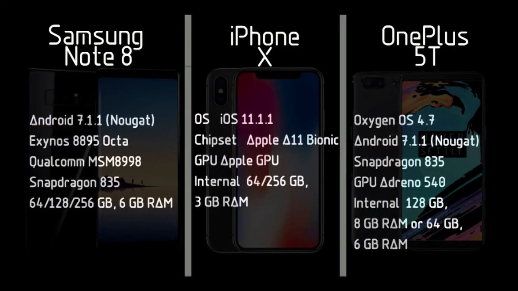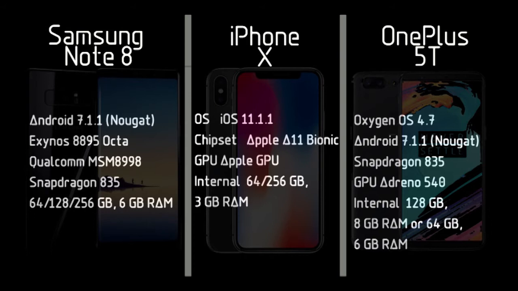Now that we're done with the screen comparison, which was won by the Note 8, moving on to the further comparison. The Samsung Galaxy Note 8 comes with the Android 7.1.1 Nougat as a default OS. It has the Exynos 8895 Octa as the processor and the Snapdragon 835. It comes with two different versions. The Exynos 8895 Octa is Samsung's very young processor. The Qualcomm M78998 is the GPU of this device, and this device comes in the 64, the 128, and the 256GB model. The RAM on this device is 6GB.